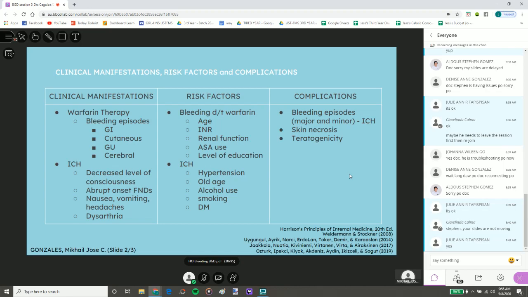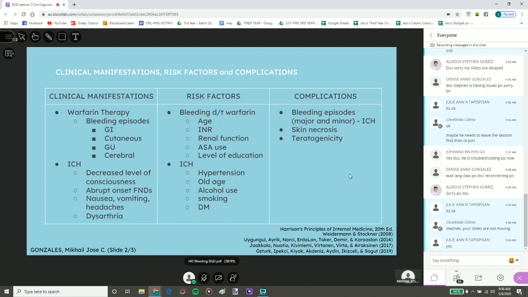Acute presentations of intracerebral hemorrhages include abrupt onset of focal neurologic deficits, as well as decreased levels of consciousness. There may be nausea, vomiting, or headaches, as well as dysarthria. A study by Yungol et al. analyzed possible risk factors for bleeding with warfarin use. They found that younger patients taking warfarin had less risk of bleeding as compared to those in the older age group. Moreover, achieving a stable therapeutic range INR was also found to be less of a risk for developing spontaneous bleeding. Renal function is also important because warfarin is mainly eliminated through the kidneys, and poor renal function was found to be predictive of bleeding episodes in patients.